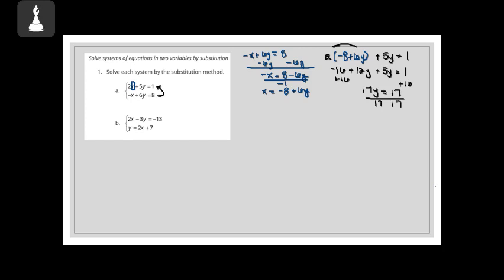Now I'm going to take this value and plug it in over here, because now I can solve for x. x is negative 8 plus 6y. Well, y is 1. So negative 8 plus 6 is negative 2. So the final answer here is negative 2, 1.